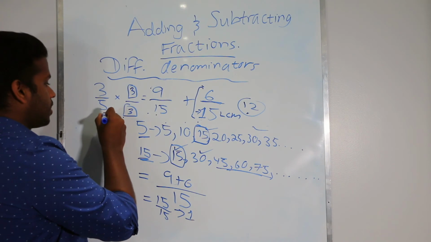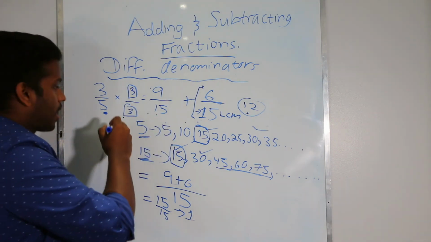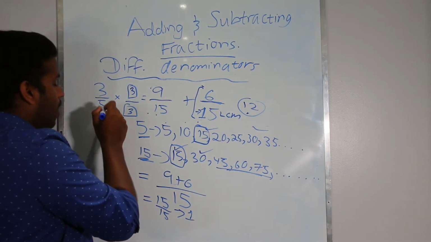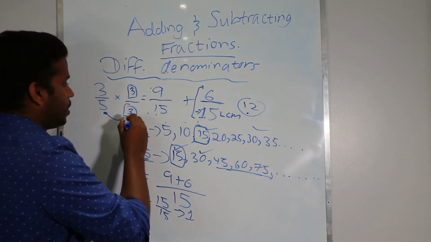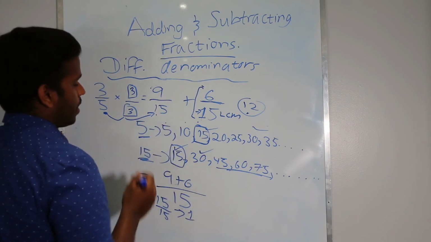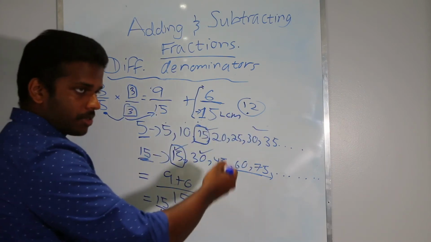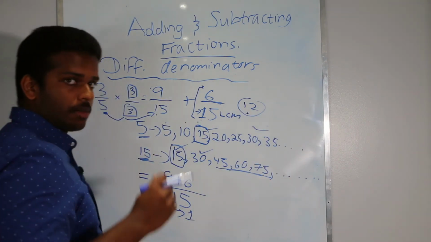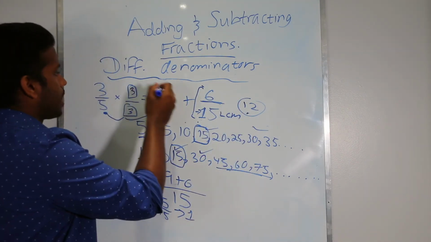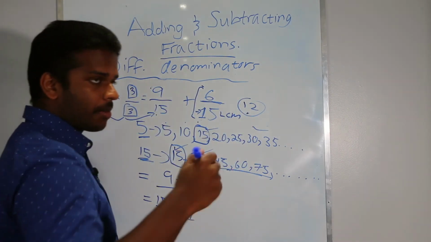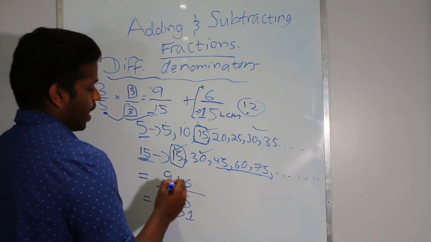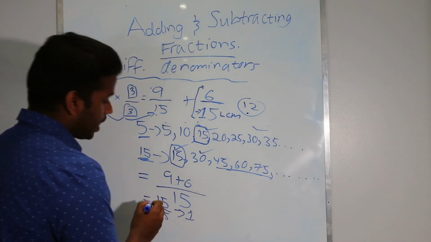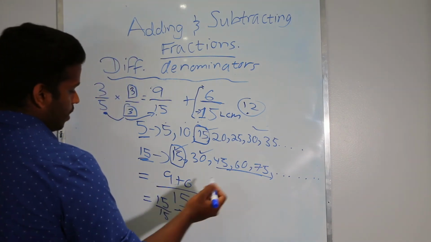So we think, what number did we have to multiply our old denominator by to get this new LCM number that we figured out here? So using my knowledge of multiplication table, I realized 5 times 3 equals 15. So what you do to the bottom, you do to the top. So 3 times 3 equals 9. Then it becomes the same denominator example I showed in the beginning. So 9 plus 6 equals 15. 9 plus 6 over 15 equals 15 over 15. If you simplify it, you realize it's 1.